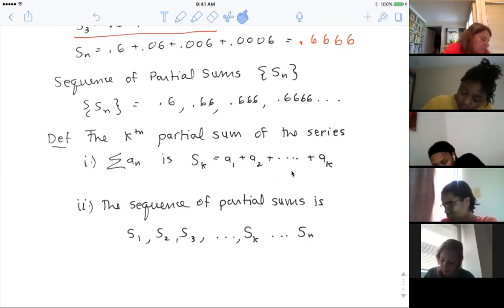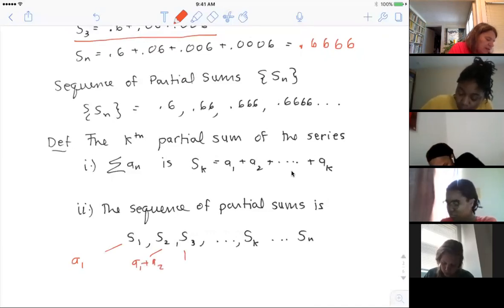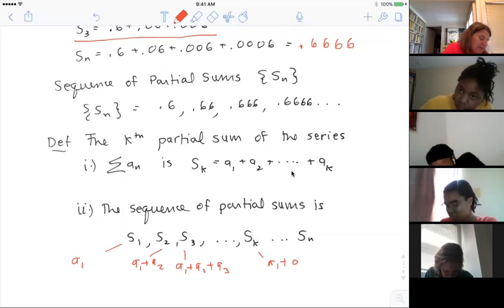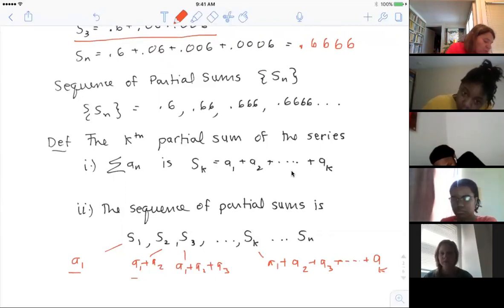And the sequence of partial sums is S1. Let me show you what would be in that. S1 would just be A1. S2 would be A1 plus A2. S3 would be A1 plus A2 plus A3, and so on. You're just adding one every time you go. So Sk would be A1 plus A2 plus A3, all the way down to whatever k was. So those are what we call partial sums, and those partial sums form a sequence themselves.